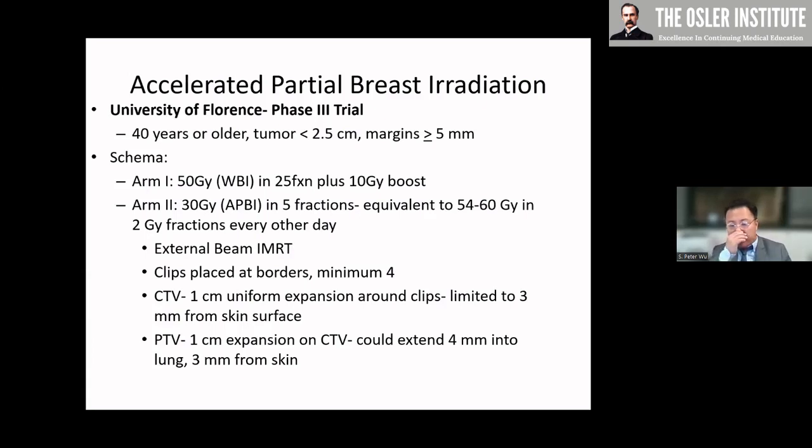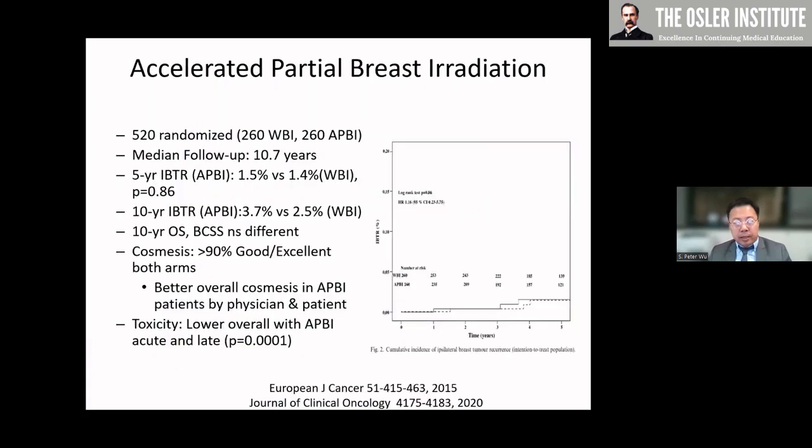CT was cropped from the skin surface, and certainly you can crop it from the chest wall and the lungs as well. This is very, very similar to what I do today, and here we have the local control IBTR curves. They do not separate. They're very similar, and the cosmesis was greater than 90%, good and excellent. I think it was actually even 100% patient rated cosmesis. I haven't seen that very often in your academic journals, but I think it was 100%. Double check me.